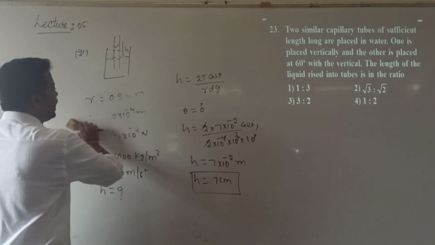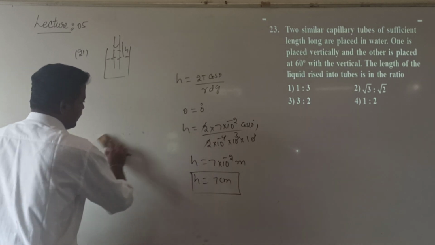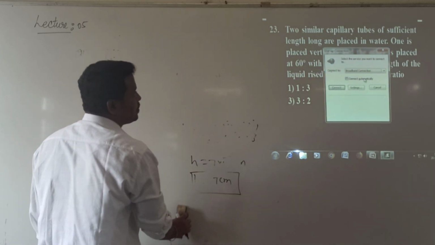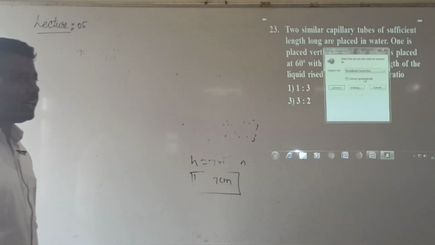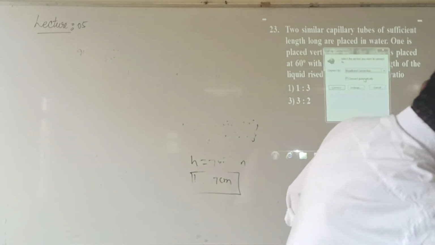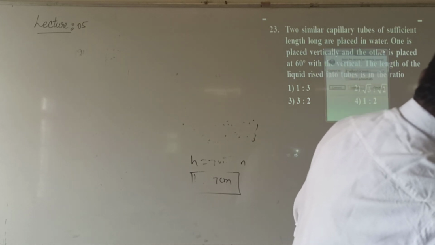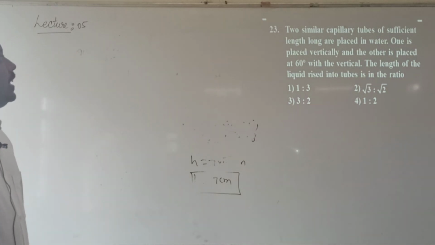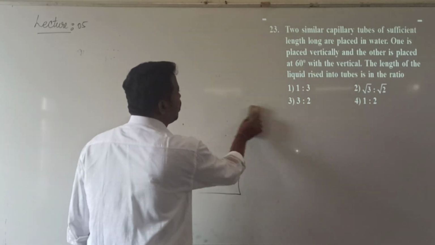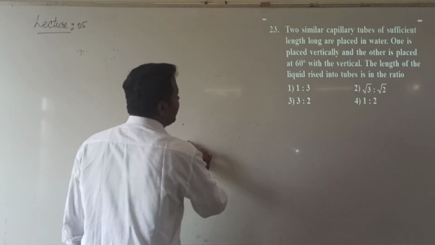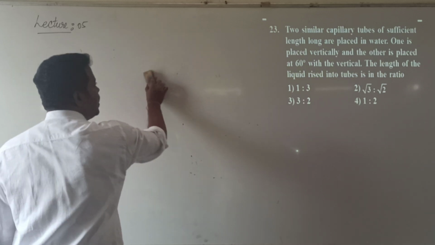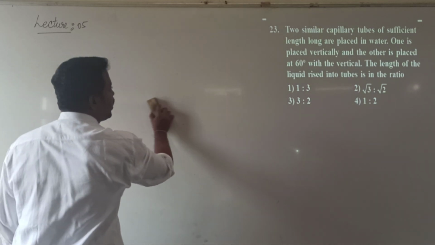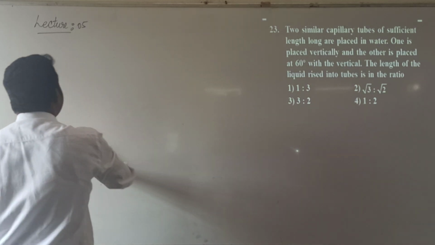Question number 23. The question is: two similar capillary tubes of sufficient length are given, placed in water. One is placed vertically and the other is placed at 60 degrees with the vertical. They are asking us to calculate the ratio of the lengths of the liquid raised in the two tubes.